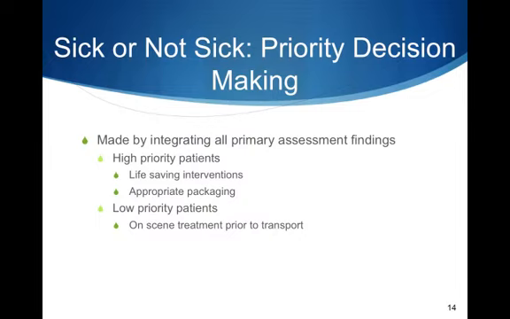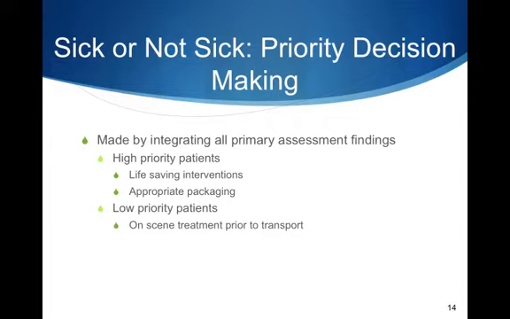The sick or not sick decision, or making a priority decision, comes next after the scene survey. What additional resources do I need? Is my patient alert? I do an ABC assessment, and then at this point, I'm essentially figuring out what priority I'm going to be transporting this patient in. So if this patient is sick, I'm going to be transporting emergency. If they're not sick, then I can probably transport non-emergency. And this assessment is made by integrating all of your findings in your primary assessment.